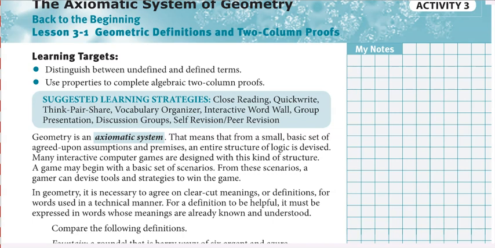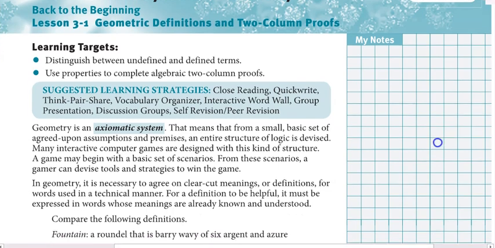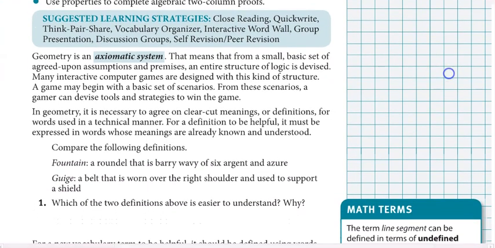So starting on 3-1, we have a little paragraph about the axiomatic system. Please pause for a moment, read down that first paragraph till we get to here. Once you're done reading, you'll notice that we have a statement about a fountain, a rundle that is bari wavy of 6 argent and azure.